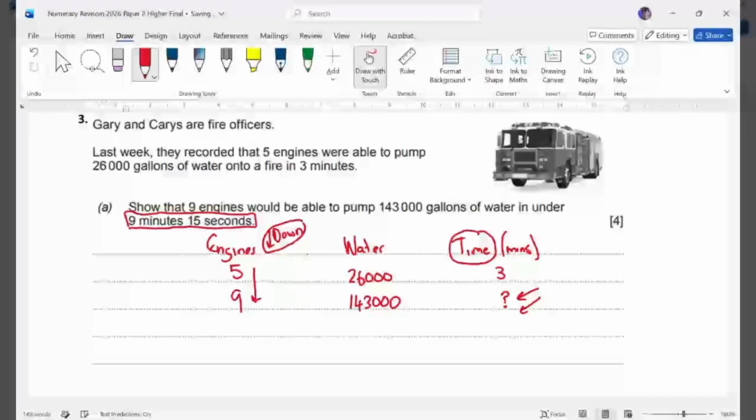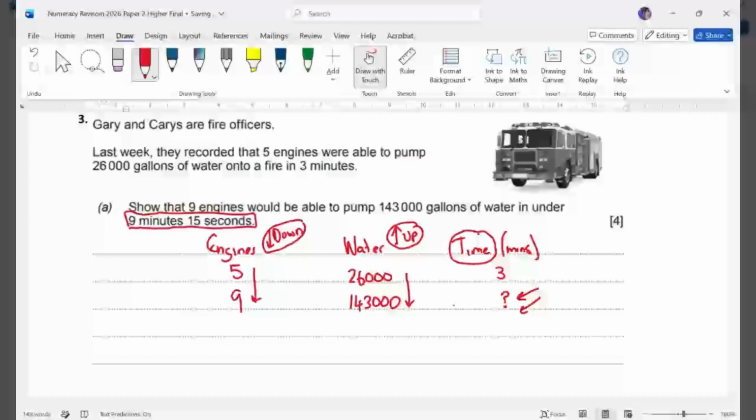Now, a bit of a rule here, chaps. If one of them's down, the other one tends to be up. But let's just check it. It's unusual that you normally get one of each. Water. I need to pump a lot more water. 26,000 to 143,000 changes the job. Don't worry about the engines now. More water is going to need more engines. So the effect of more water is more engines.